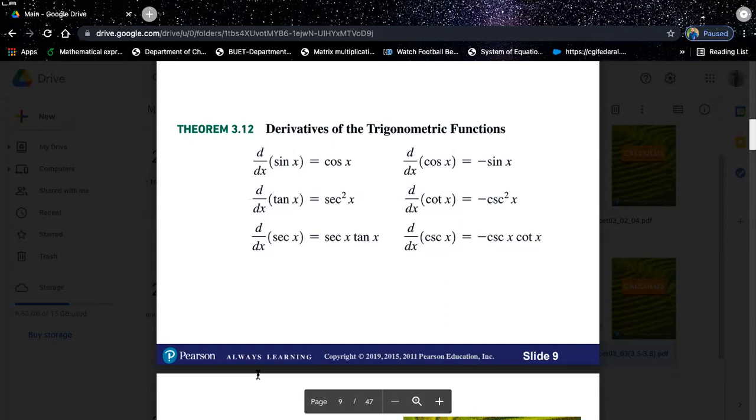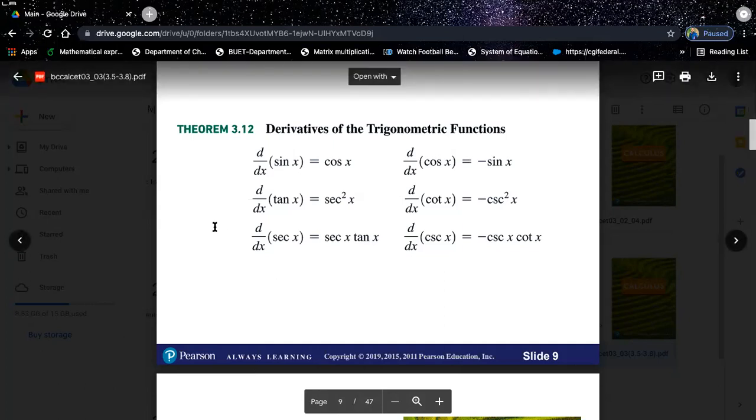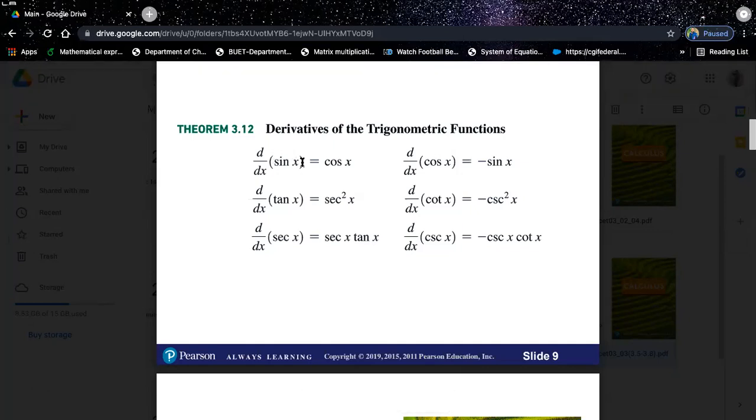Especially in this course, if you use these theorems in the problems in the trigonometric functions, you'll see your life will be easier, because straight away, whenever you will see a sine x function, you can just straight away write cosine x for the derivative of it. You don't need to do any hardcore calculation for it.